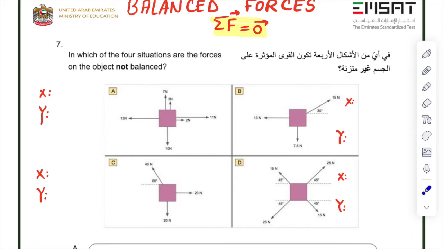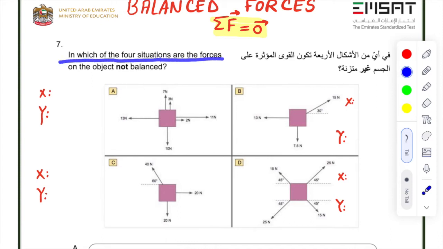In this video, we will be discussing balanced forces, which means that the net forces along all the axes should be equal to 0. So basically, forces along the same line should be cancelling out each other. The question says, in which of the four situations are the forces on the object not balanced? So in the four situations, 3 are balanced, only 1 is not balanced.